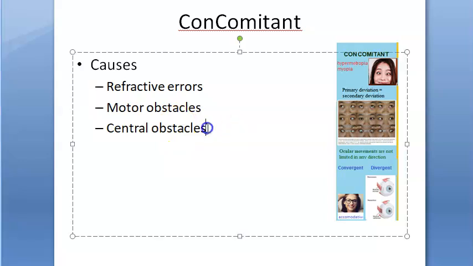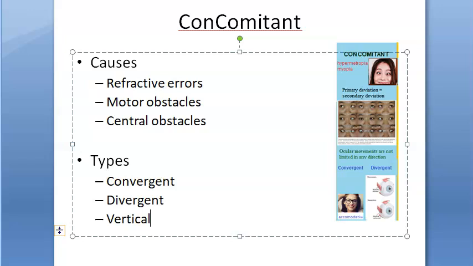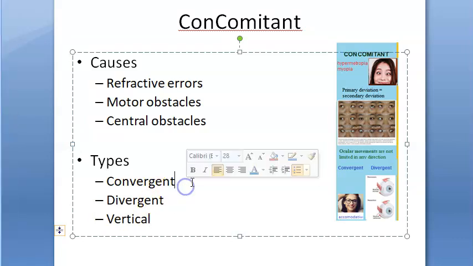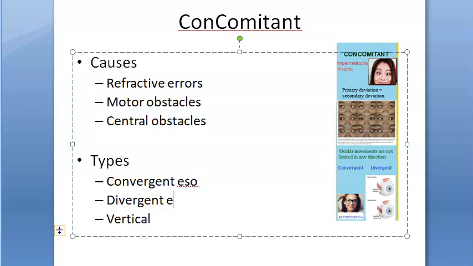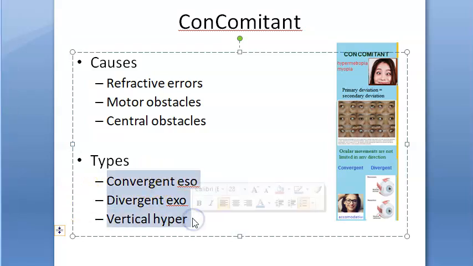So types, actually, if they ask, you will have to write convergent, divergent, vertical, and then what else is there? That's it. Convergent, divergent, vertical. These words will come only here, but otherwise, what is the meaning? Convergent means eso. Divergent means exo, vertical means hyper. Normally, hypo they don't put anywhere. Everywhere they are putting eso, exo, hyper only. Nobody wants to look down, I think. So convergent, divergent, vertical.